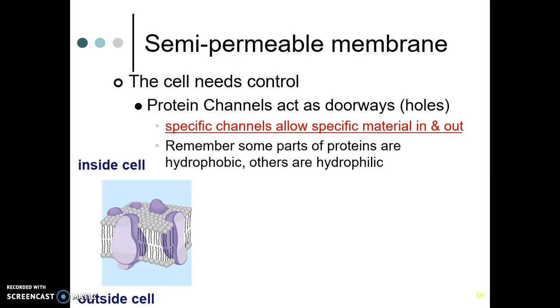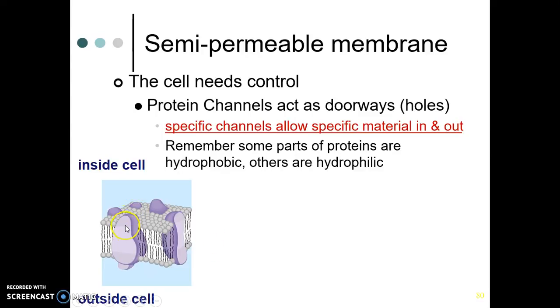Remember, the most important thing about a protein is its shape. So we can put proteins inside of the cell membrane, passing all the way through. So part of it pokes to the outside, part of it pokes to the inside, and they can act as doorways or gates for specific things to pass through. Because remember, it's all about shape. So the thing that needs to come in has to be the exact right shape. If it's not the right shape, it won't fit through the doorway.